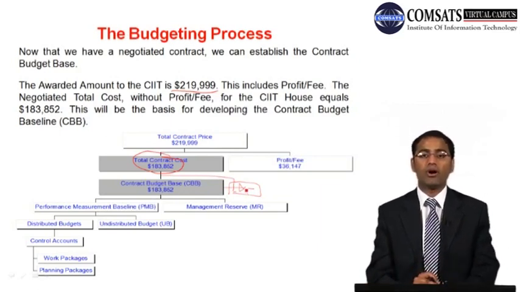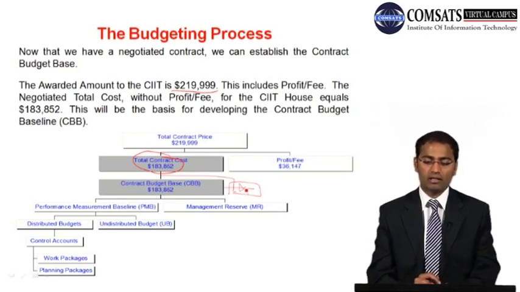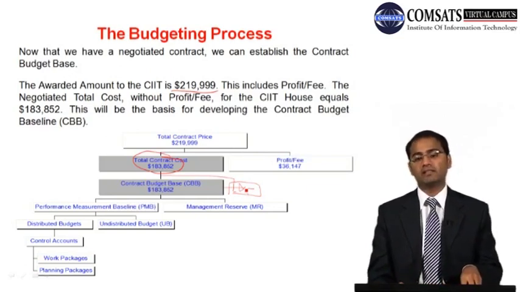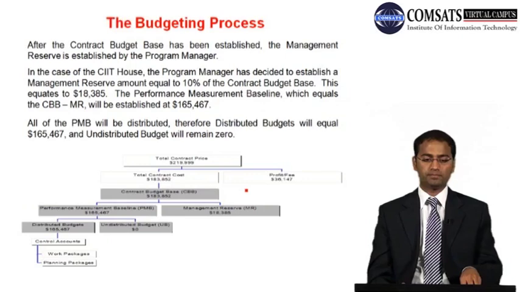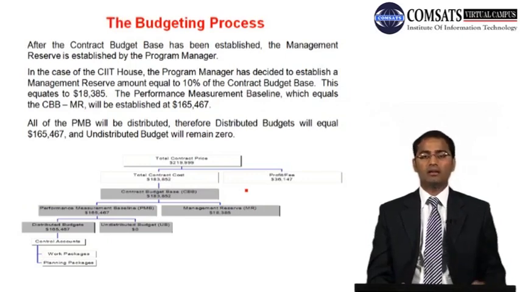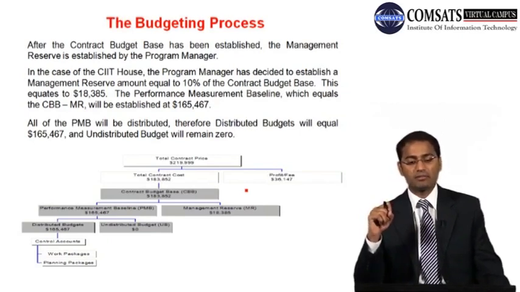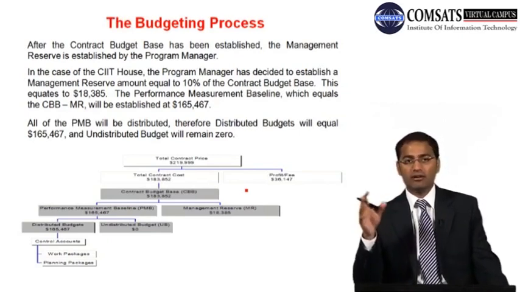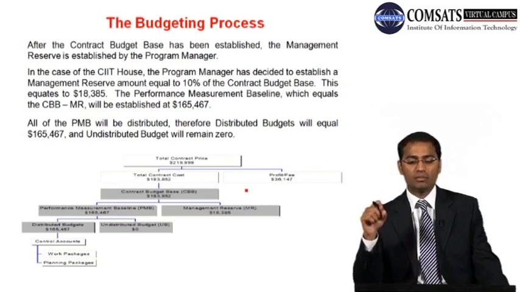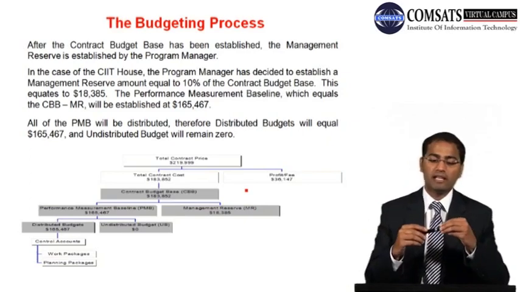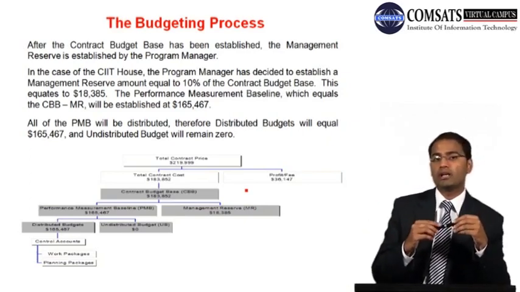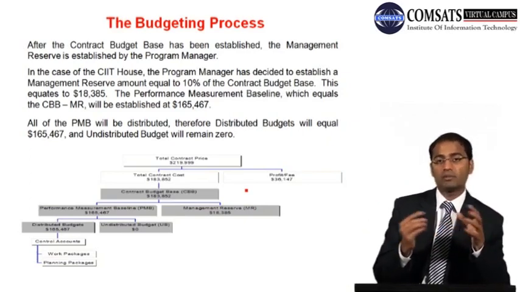So hence the total contract cost will be the contract budget base, and that is 183,852. After developing this contract budget baseline, after the establishment of that, the management reserve is established by the program manager. In the case of the CIIT house, the program manager has decided to establish a management reserve amount equal to 10% of the contract budget base.